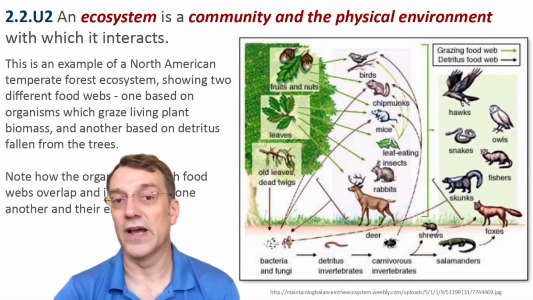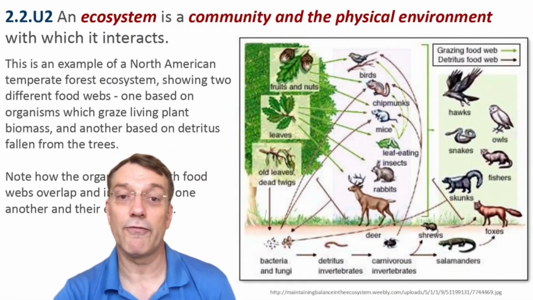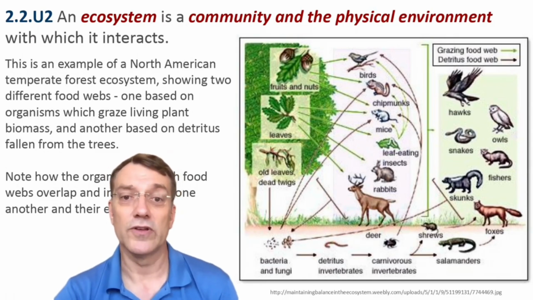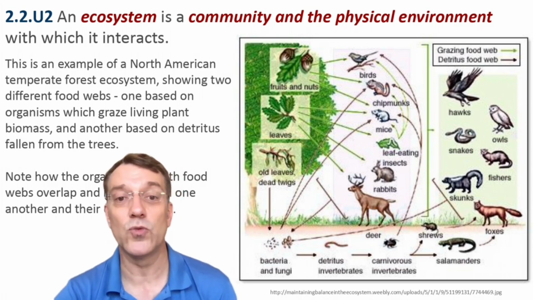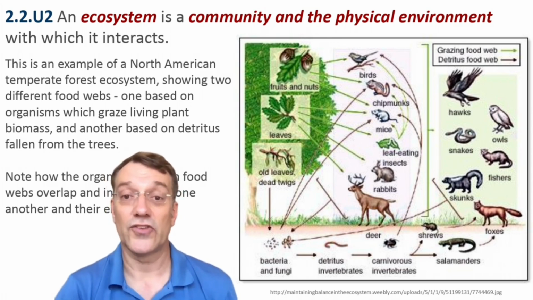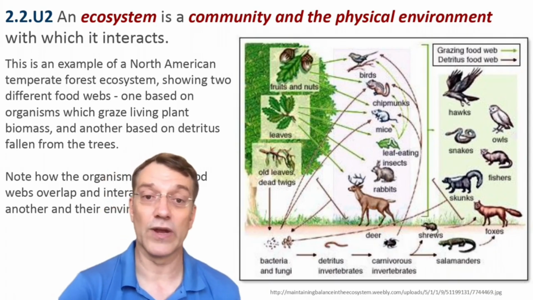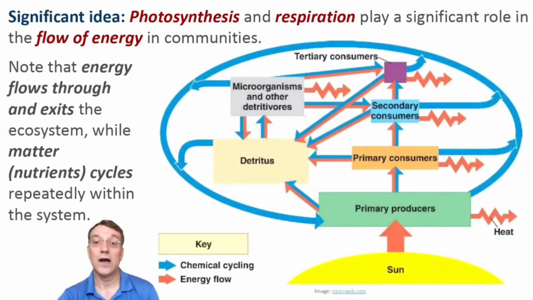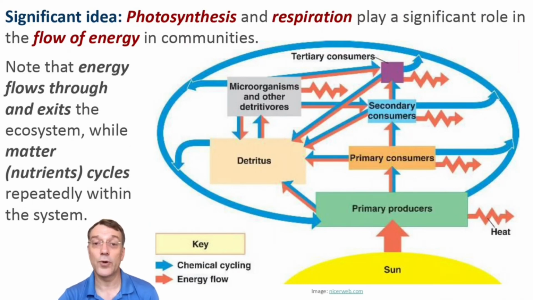Ecosystems are remarkably complex. This diagram shows a temperate forest food web with multiple interconnected feeding relationships. Notice how organisms participate in different food webs simultaneously. Some feed on living plant material in a grazing food web, and others consume detritus in a decomposition food web. A significant idea in this topic is that photosynthesis and respiration play really important roles in the flow of energy through communities. This diagram illustrates how energy flows through an ecosystem while matter cycles within it.